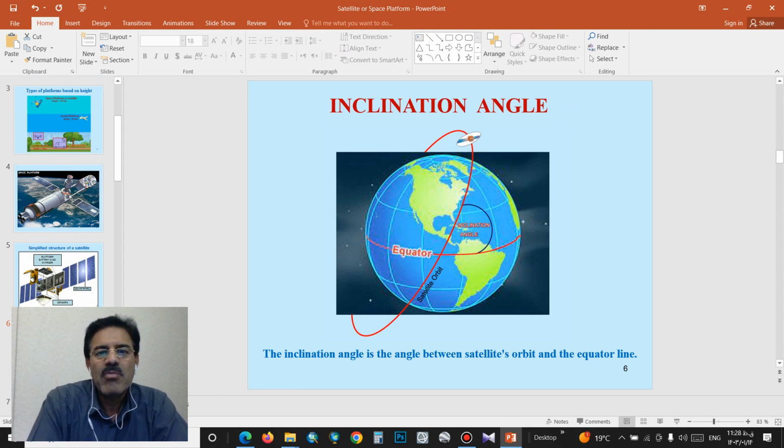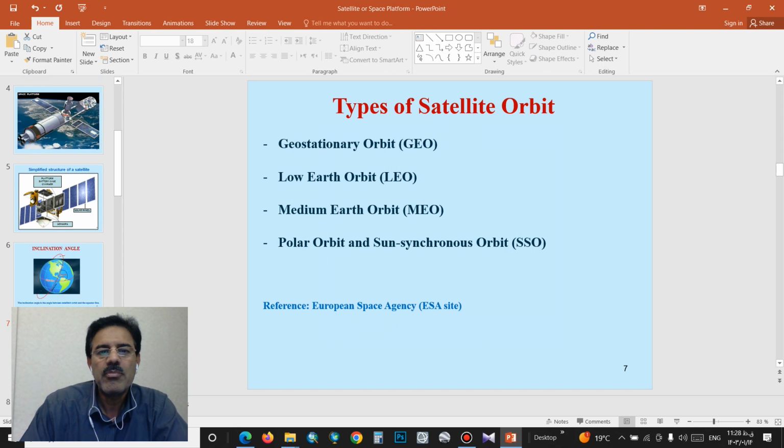This slide is showing inclination angle. But what's inclination angle? The inclination angle is the angle between the satellite's orbit and the equator line. Types of satellite orbit based on heights and inclination angle.